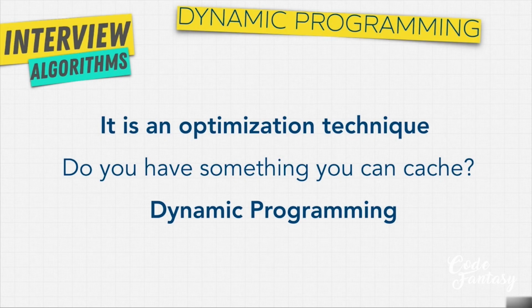But what is it? Dynamic programming is just an optimization technique. And here's the fun fact. Dynamic programming actually means nothing. It's a completely garbage buzzword. And I'm not kidding here. I'll link to a funny article on how the name came to be. But dynamic programming, at the end of the day, is just an optimization technique using something called caching. If you have something that you can cache, well, then you can use dynamic programming.